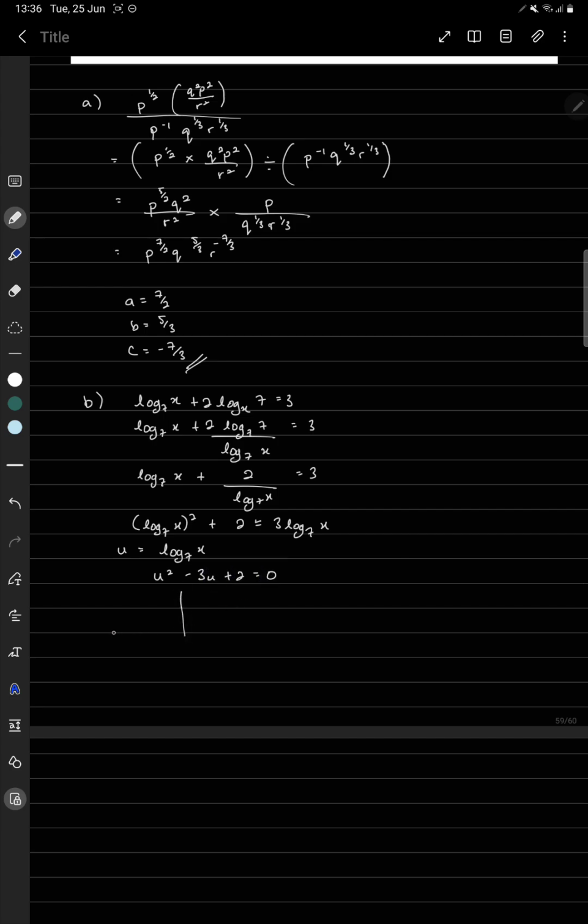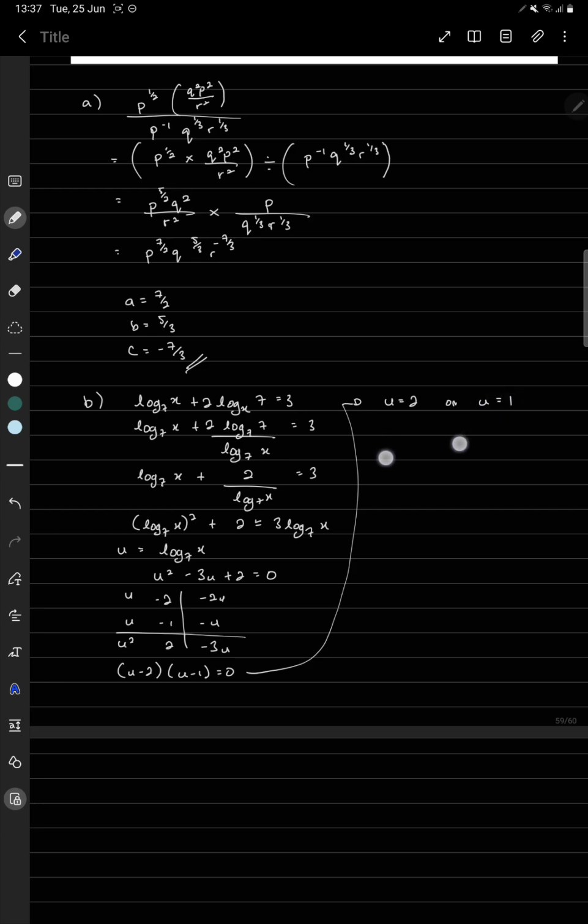Now we have a quadratic equation. Now let's use the cross method. u squared to negative 3u. So that's u and u, that's 2 and 1. So it's going to be 2u and u. So both will be negative because we want to get negative 3. Yeah? So now we get u minus 2, u minus 1 is equal to 0. So then u is equal to 2 or u is equal to 1.